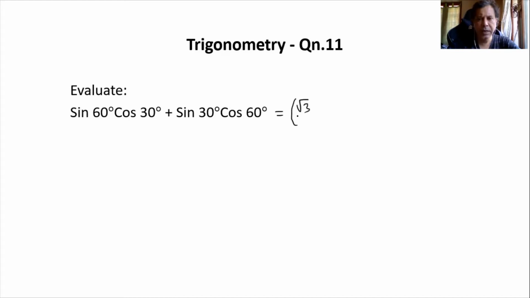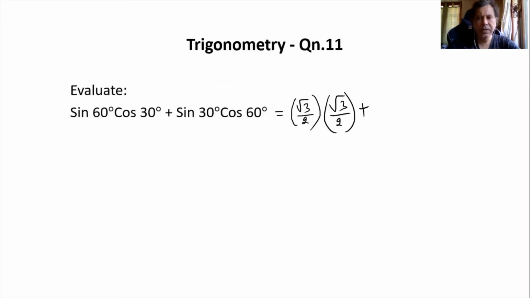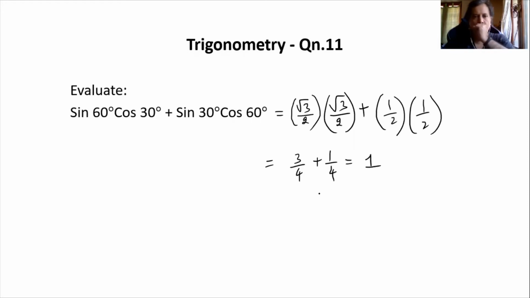Root 3 by 2. What is cos 30? Cos 30 is again root 3 by 2, plus sine 30. Sine 30 is 1 by 2. Cos 60 is also 1 by 2. If we multiply these terms, it will be 3 by 4 plus 1 by 4. Ultimately it is 1. So the result of this problem is 1.